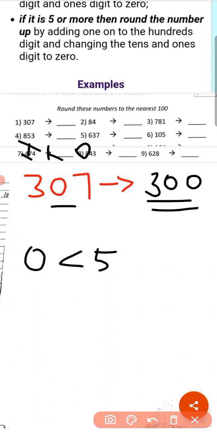307 becomes 300. Here we are rounding 307 to the nearest 100. So check the tens place, which is 0 here. 0 is less than 5. So replace the ones digit and tens digit with zeros. Then write the hundreds digit.